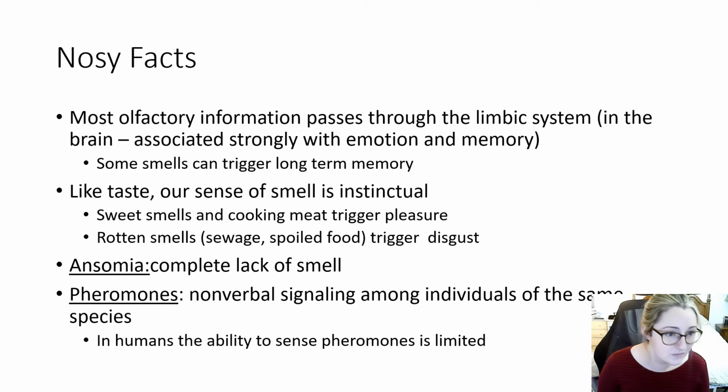Kind of cool. Just like our sense of taste, our sense of smell is instinctual. So sweet smells and cooking meat are going to trigger pleasure receptors in your brain. And rotten smells like sewage and spoiled food are going to trigger a response of disgust. The term anosmia is a complete lack of smell, and something that I like bringing up is the term pheromones. These are nonverbal signaling among individuals of the same species. In humans, the ability to sense pheromones is very, very limited.